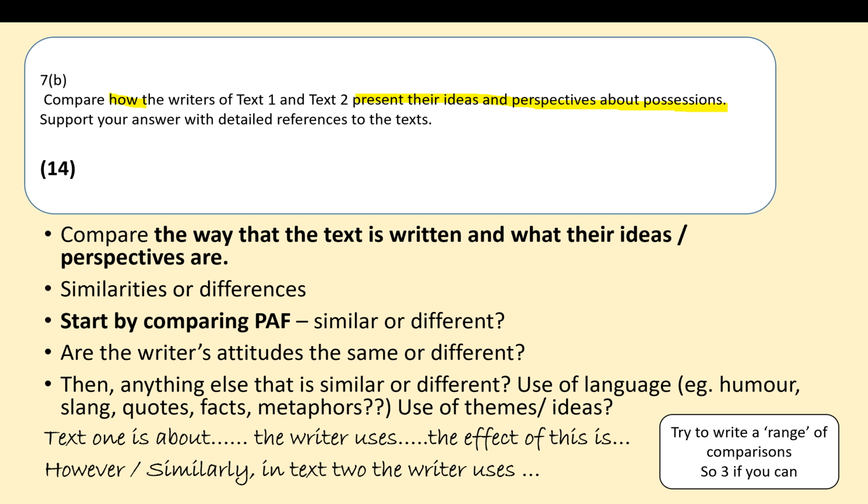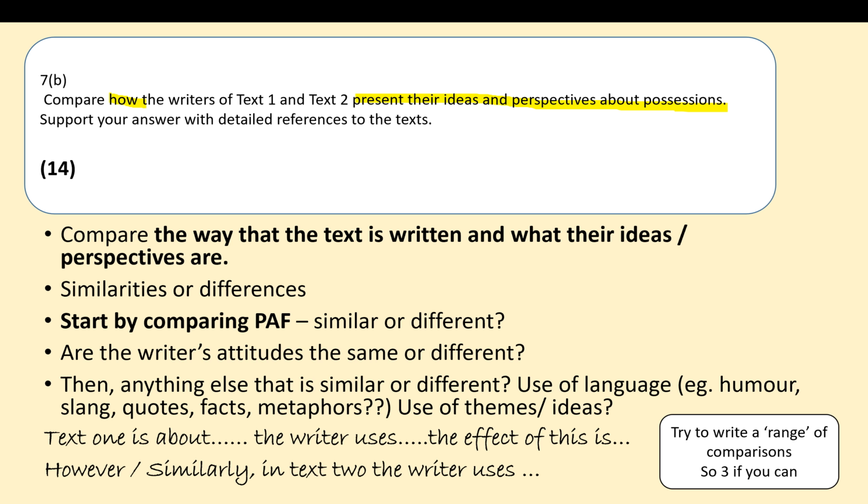A good way to start comparing is to do a paragraph comparing the PAF. The PAF is the purpose, audience, and format. There's going to be a bit of similarity because the chief examiner has chosen to put these 2 texts in the exam paper. They've obviously got some connection, and they've told you what that is. They've said it's about possessions. So both texts are about possessions.